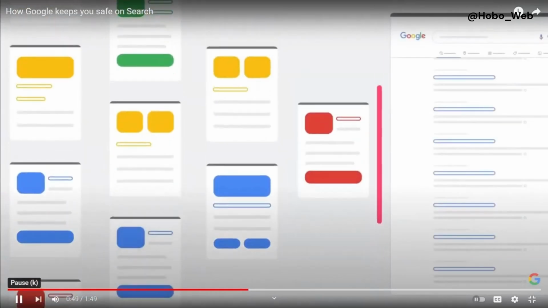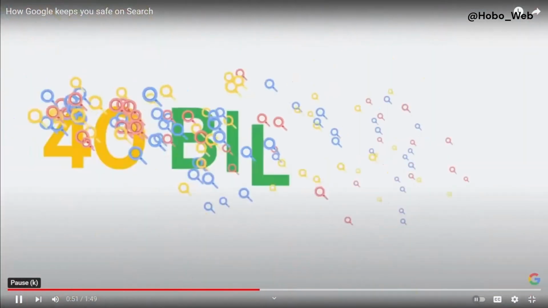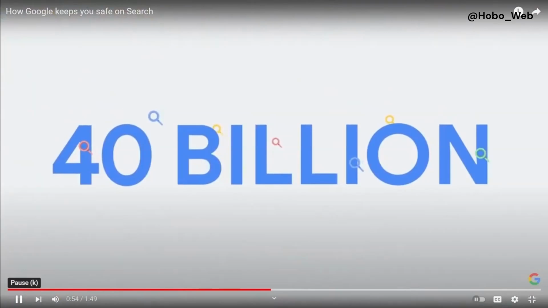People scan search results fast. They're looking for their query terms immediately. So put your main topic front and center. Makes sense, right? Yeah, absolutely.